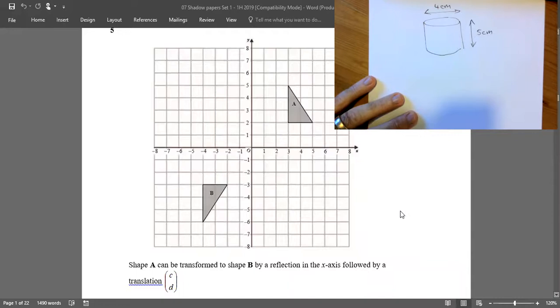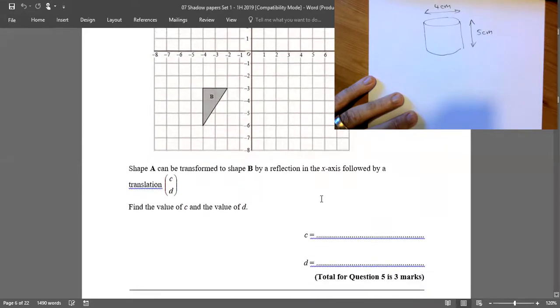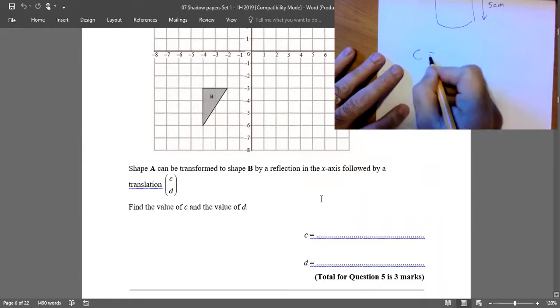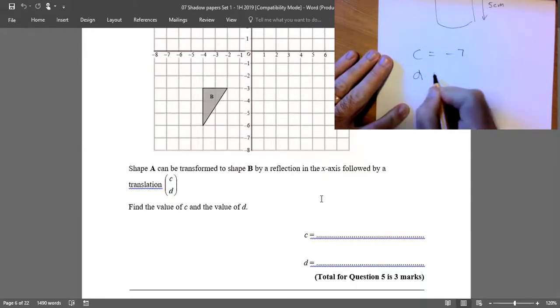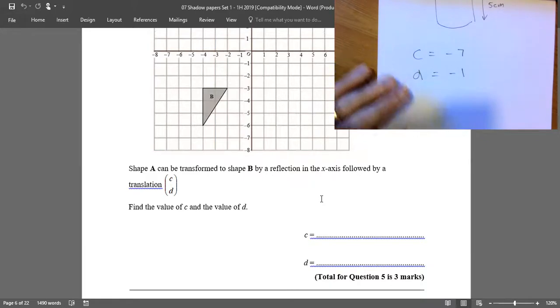Okay, question number 5. Okay, a little bit tricky for me to do, but hopefully we can see where the shape gets reflected. It gets reflected to the coordinates (3, -2), (5, -2), and (3, -5). So this corner here, when translated, is going to go 7 left and 1 down. So C equals -7 and D equals -1.